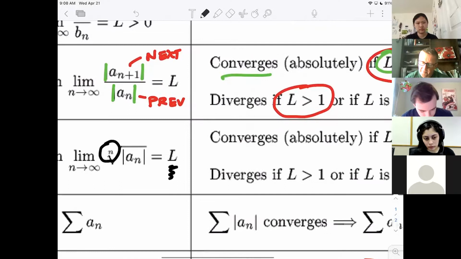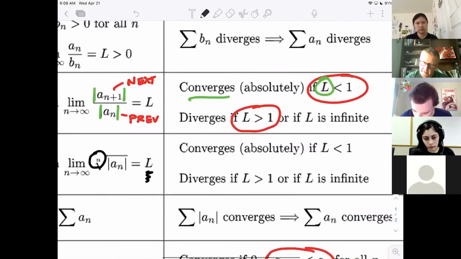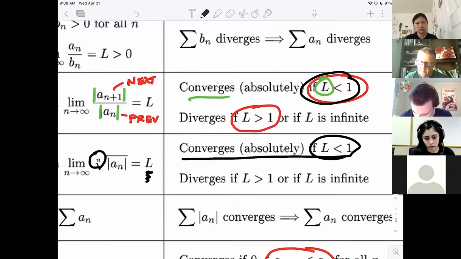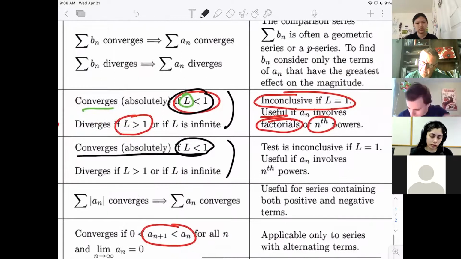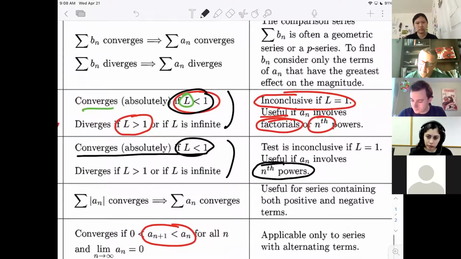Then exactly like before, it will converge. Notice this is identical. It converges if L is less than 1. It's exactly the same statement, no different. Everything about this statement and this statement, utterly identical. Why would you ever use this? Well, it's useful if you have something that has an nth power to it.